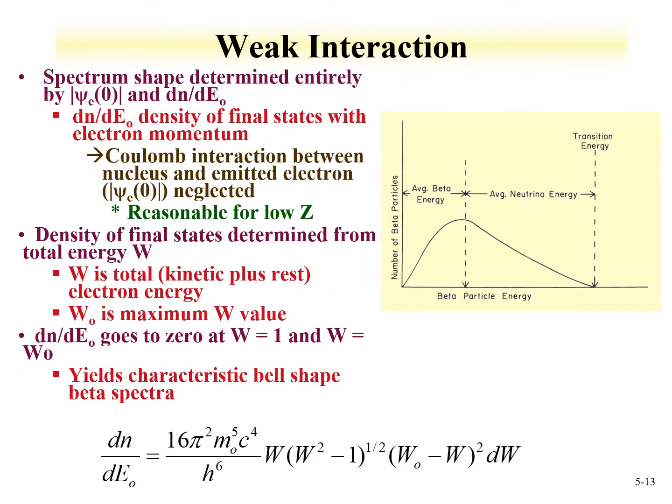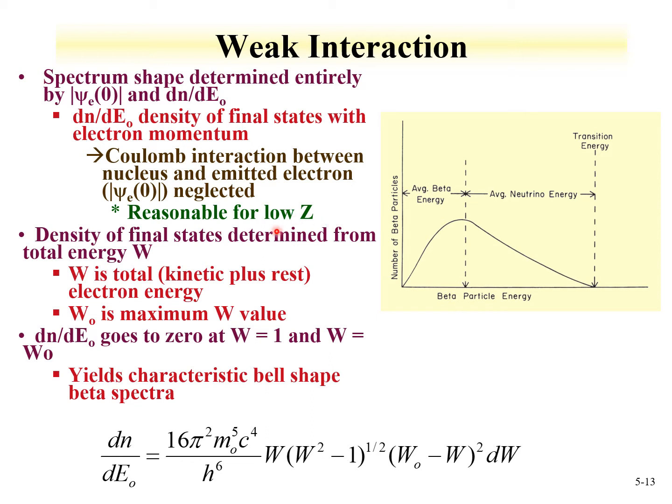The spectrum shape can be determined entirely from information related to the electron and the density of states. We're going to use that to get our typical bell-shaped curve. This is for energy. The one we showed earlier was for momentum. However, this equation does neglect the Coulomb interactions between the nucleus and the emitted either electron or positron. This is a reasonable assumption for low Z. However, at high Z, it's not true. The nucleus will have an impact on the energy of the particle emitted from the nucleus.